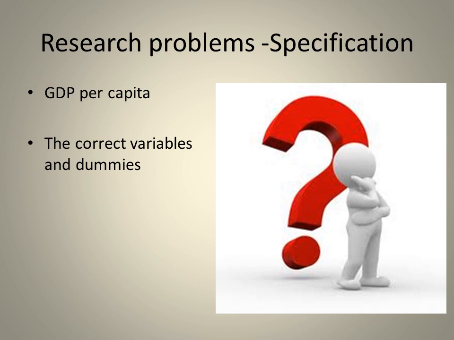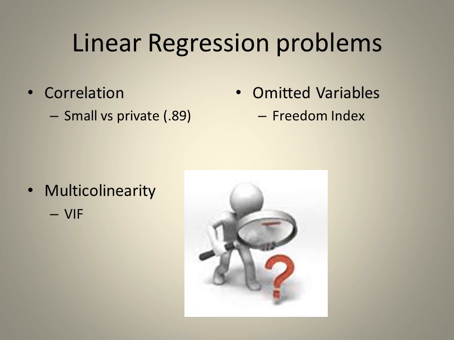So my research problems. First of all, GDP per capita was logged, which I wanted to show a percent change, but this ended up being a real big problem when running the regression. I also didn't have all the correct variables, as in my first linear regression, you saw that I didn't have the freedom index, and I didn't have dummies for my states. So I'll show you those in a second.